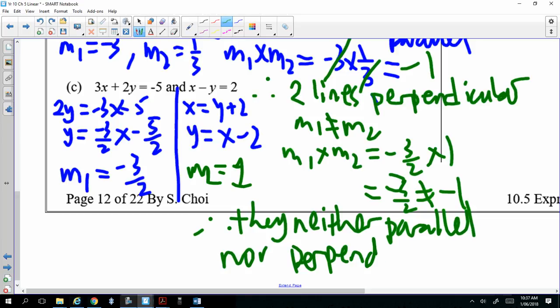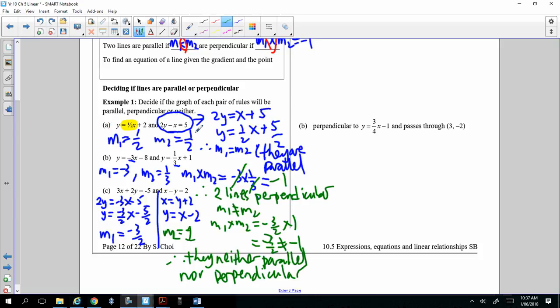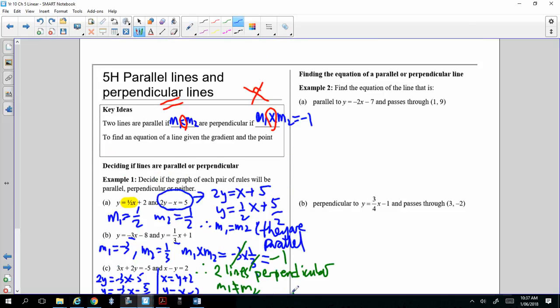Alright, so now we know how to check whether lines are parallel or perpendicular just by calculating their gradient. Next, we're going to find the equation given they are parallel or perpendicular. So note the working. It's very important you show the working how you got the gradient first. Then you have to say whether they're equal or perpendicular based on your calculation before you make a conclusion whether they are parallel or perpendicular.